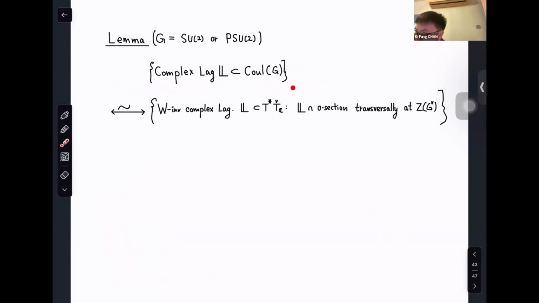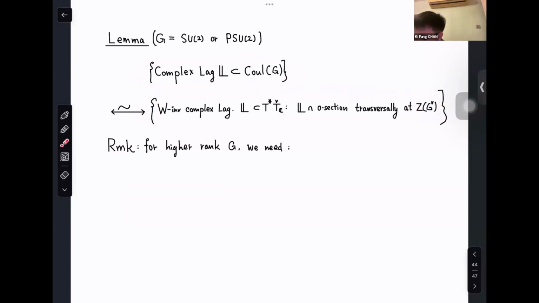A conic Lagrangian in the non-abelian Coulomb branch is in bijection with a W-invariant conic Lagrangian of the T Coulomb branch, such that its intersection with the zero section is transversal, and the intersections are only at the center of G or G check. And our theorem says that the T Lagrangian will satisfy the second condition, so it will give you a Lagrangian in the non-abelian Coulomb branch. Okay, so finally, just a final remark.